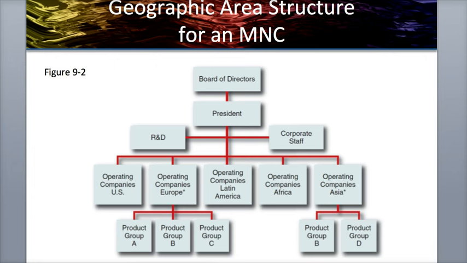So a geographic area structure could look like this, where we have the board of directors and president, and the president's overseeing the research and development and the corporate staff, but then we have different operations for US, Europe, Latin America, Africa, Asia, and then underneath those different groups, you could have different product groups. Asia is a very large continent, so you may have different subgroups of Asia and different product groups. So that would be more of a geographic area structure for multinational. Okay.